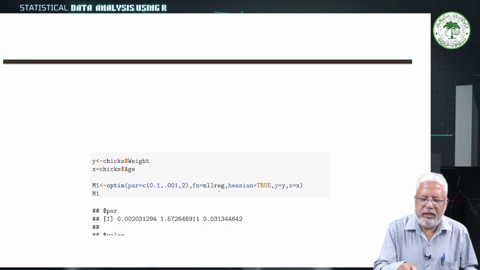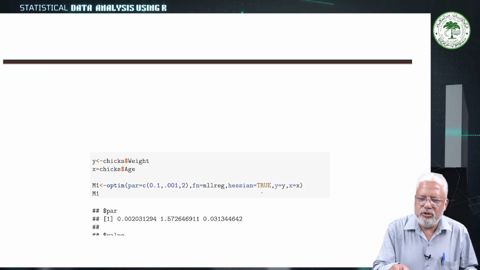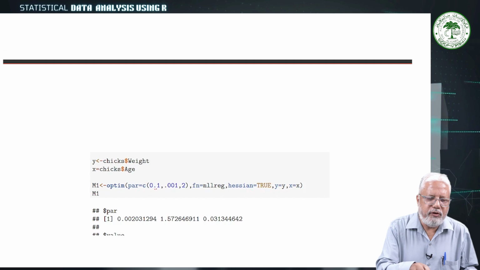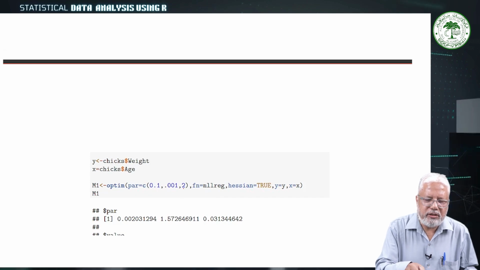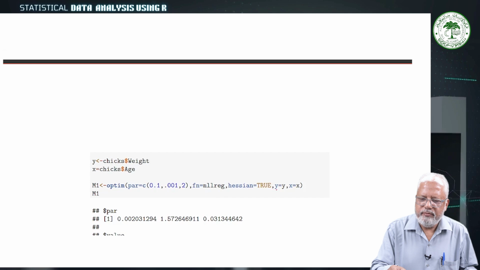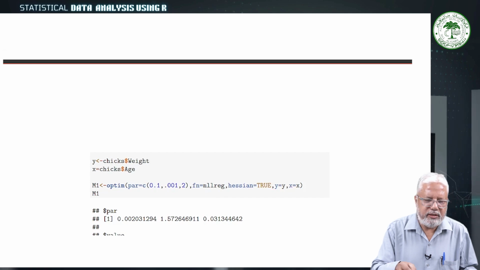Fn is equal to NLL rig, Hessian is equal to true, y is equal to y and x is equal to x. So here par is a vector of betas, and here y is equal to y and x is equal to x.